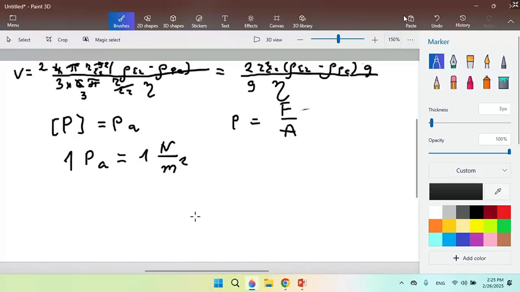So thus, let us now revise the most important things of today's lesson. Firstly, what is pressure? How to define pressure? Globally, pressure is force per unit area. Pressure is a scalar quantity.